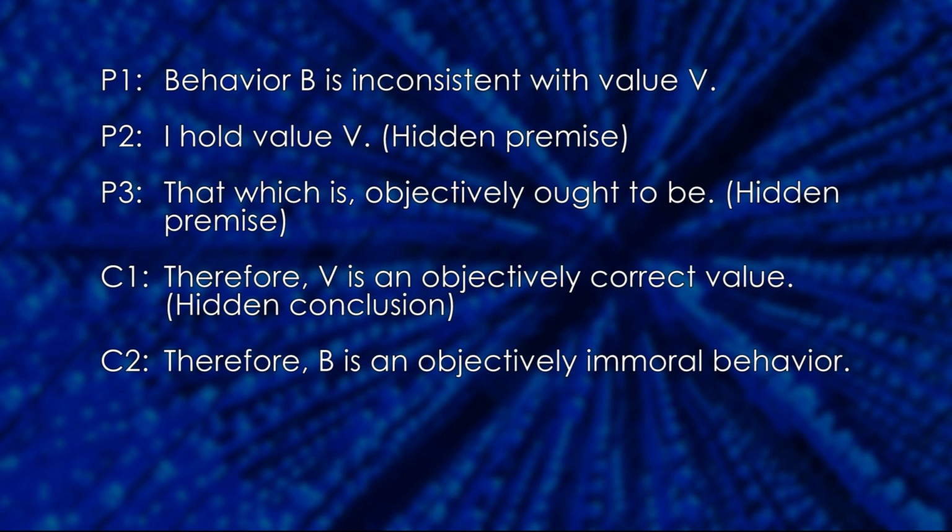In this case, the is that I hold a value. This fallaciously leads me to conclude that I ought to hold that value, meaning that holding the value is an objective moral obligation. Thus, the value is incorrectly treated as being objective and therefore binding for everyone. Let's look at an example.